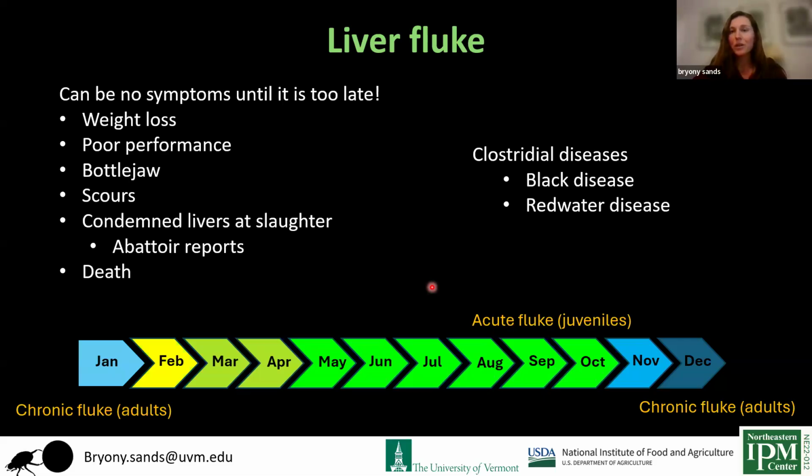And the liver fluke are quite nasty, so they also transmit other diseases. As they're swimming around the liver, they track clostridial bacteria around, and that can cause something called black disease, which leads to necrosis of the liver, and also red water disease.